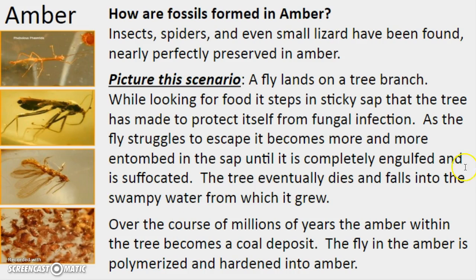The tree eventually dies and falls into the swampy water in which it grew. Over the course of millions of years, the tree becomes a coal deposit. And the fly in the sap is polymerized and hardened into amber. And we later find the amber pretty much intact with these insects within them.